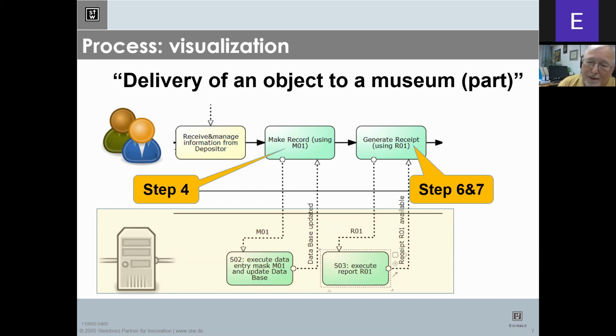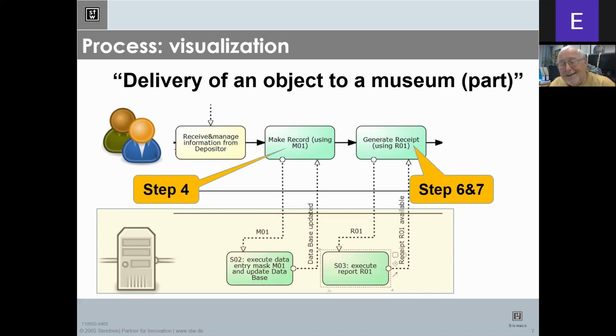And in computerized times, we are using screens, and we call these masks. And I have made 10 years ago already a whole set of masks already supporting the Spectrum standard. And this is the first mask, the M01. We'll see it later, it consists of data fields. And here we have the possibility to collect all the data for recording an object. And then this is a part of the delivery of an object to a museum.